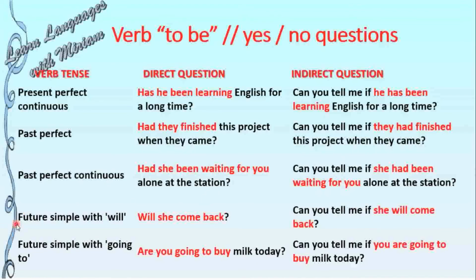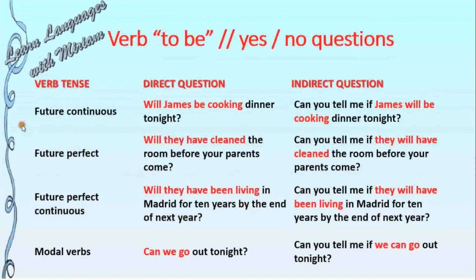Future simple with will. Will she come back? Can you tell me if she will come back? Future simple with going to. Are you going to buy milk today? Can you tell me if you are going to buy milk today? Future continuous. Will James be cooking dinner tonight? Can you tell me if James will be cooking dinner tonight?